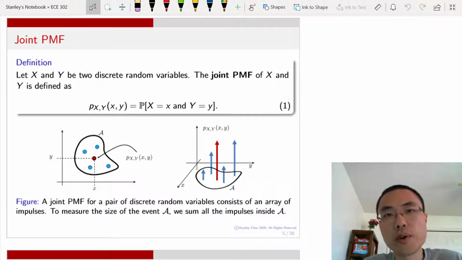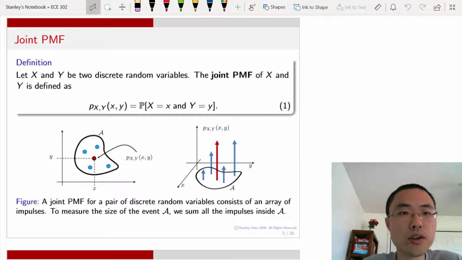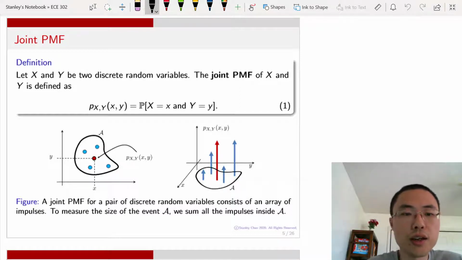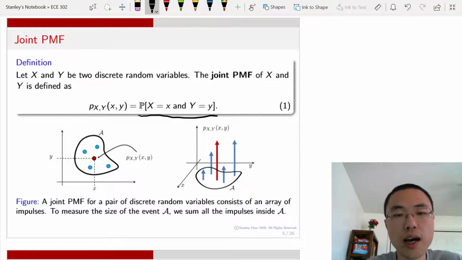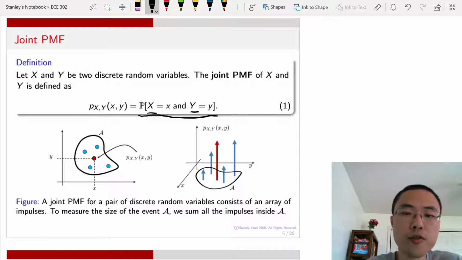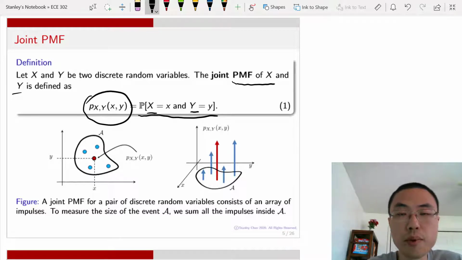Let me start by talking about the joint PMF, which is a very easy concept. The joint PMF is, of course, defined for discrete random variables. It is defined as a two-dimensional probability that involves X and Y. X is the random variable for the first coordinate, Y is the random variable for the second coordinate. The joint PMF will be a function of two random variables, and you can see that this is the joint PMF notation.